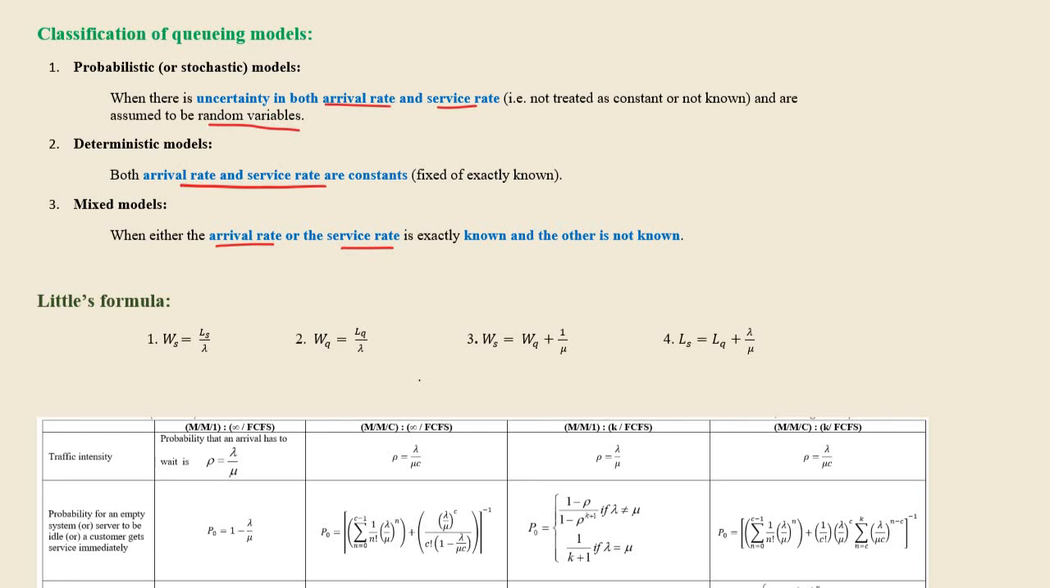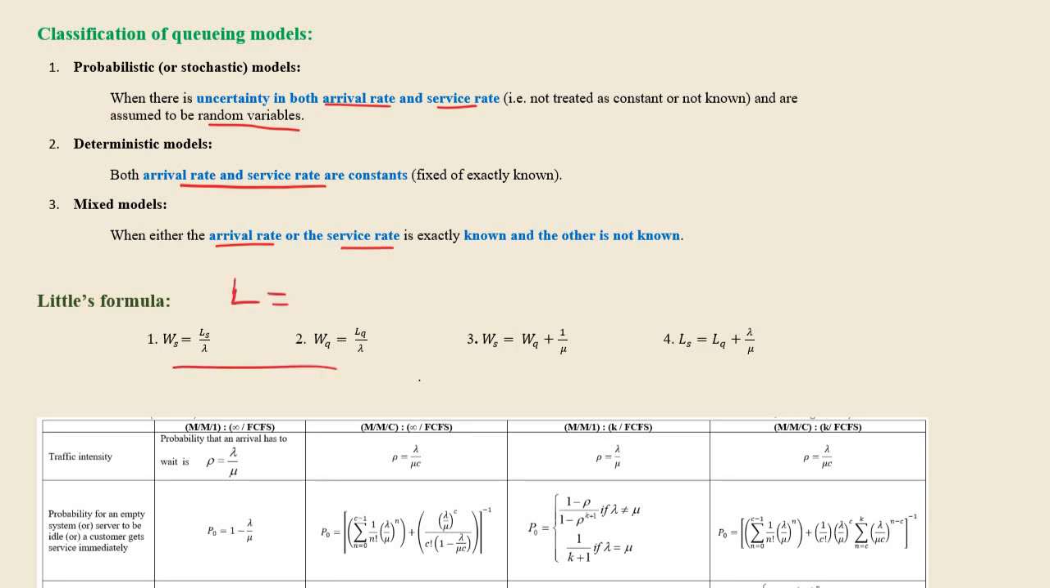Next, Little's formula will reduce your burden of memorizing formulas. Little's formula 1 says the waiting time in the system is calculated with the help of the average number of customers in the system, that is, Ws is equal to Ls divided by lambda. The second formula is Wq is equal to Lq divided by lambda. The third formula is Ws is equal to Wq plus 1 divided by mu. And the fourth formula is Ls is equal to Lq plus lambda by mu.